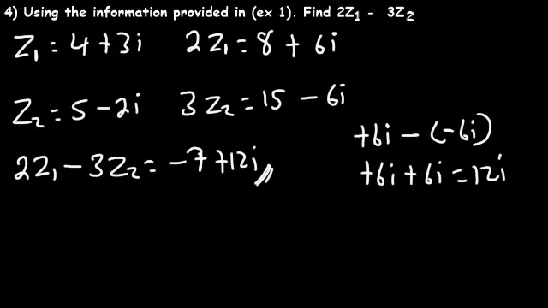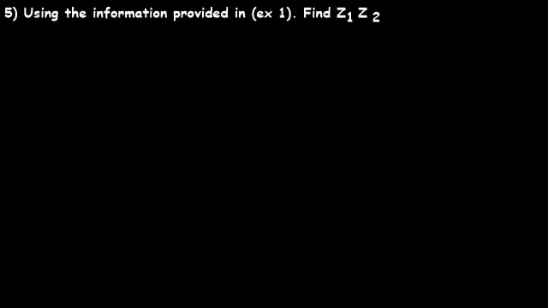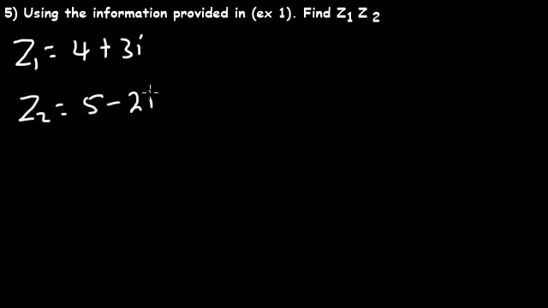On to example number 5. Using the information provided in example 1, find z1 times z2. So we do multiply two complex numbers as well. And your question might be, how does it work? Let's see. We are still using the same information: z1 is 4 plus 3i, and z2 is 5 minus 2i. The goal is to find the product of the two complex numbers.